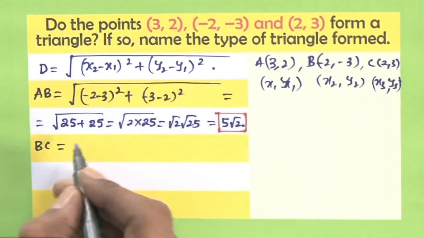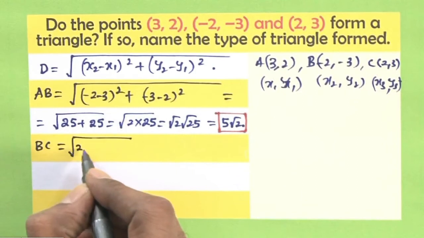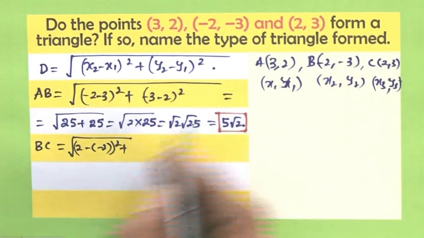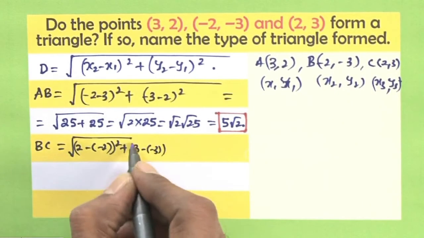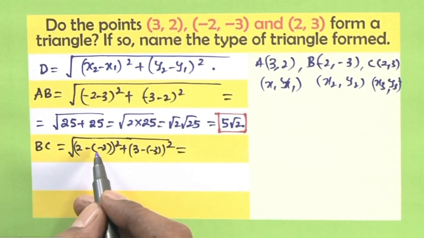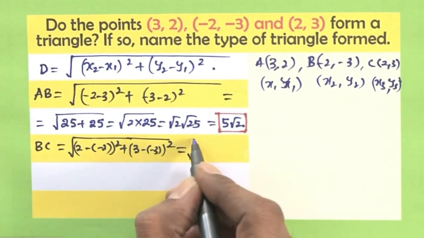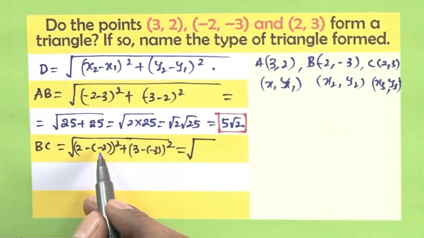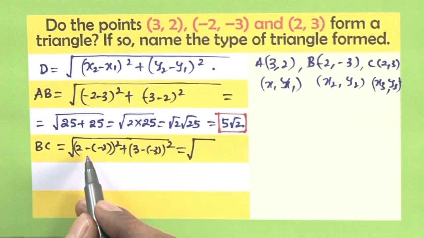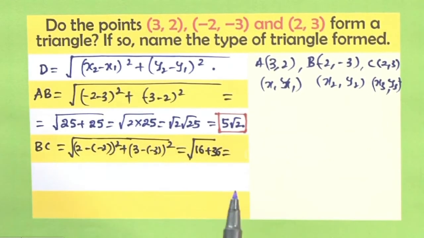x3 minus x2 whole square, that is square root of 2 minus of minus 2 whole square, plus 3 minus of minus 3 whole square. What is that equal to? 2 plus 2 is 4, 4 square, 3 plus 3 is 6, 6 square. 4 square plus 6 square. 4 square is 16, 6 square is 36. 16 plus 36. What is 16 plus 36?